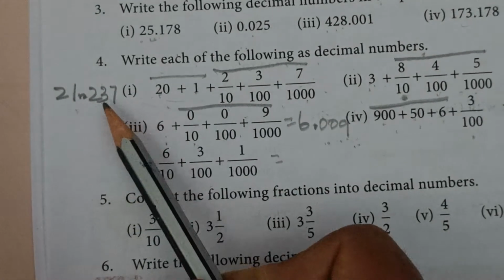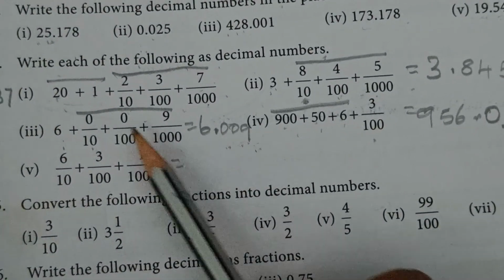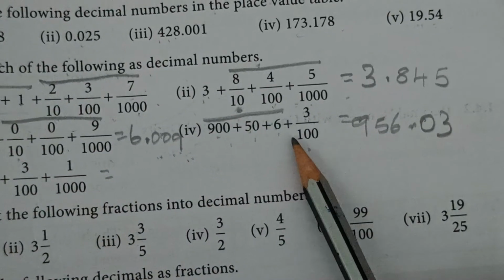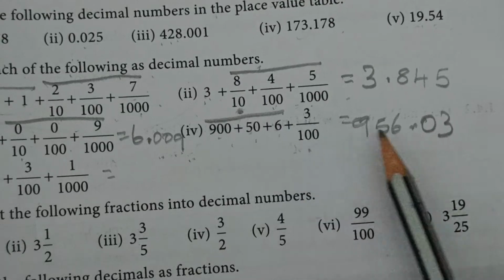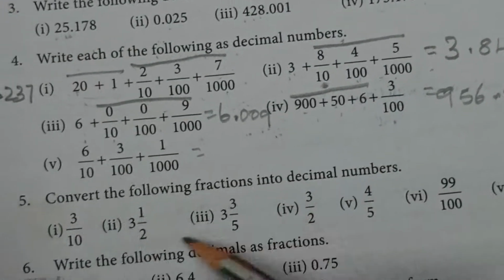Tenth, hundredth, thousandth. So we just wrote the numbers as they are. Everything is there. That's why it's a 0. It is 0, but still 0 is given. But here the tenth place is missing. So whichever place value is missing in between, we have to put 0. 3. Then only the hundredth place.